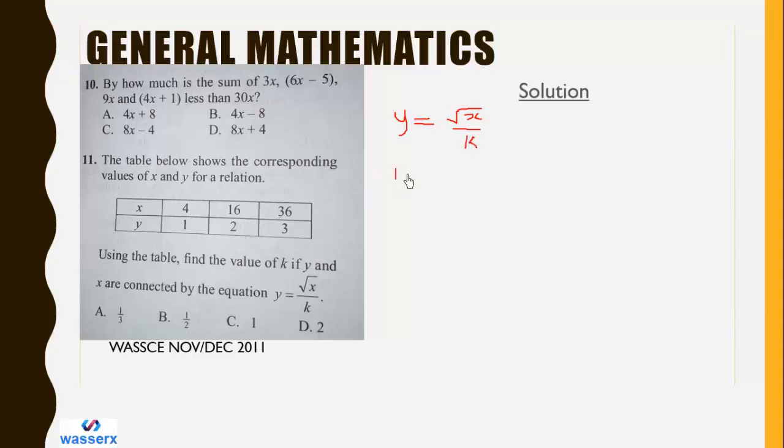So we just choose some pair of values and sub them in. So when x equal 4, y equal 1. So we are going to obtain k is equal to square root of 4, and k is equal to 2. So the relation can now be rewritten as root of x over 2. So the k is 2. The correct answer is D.